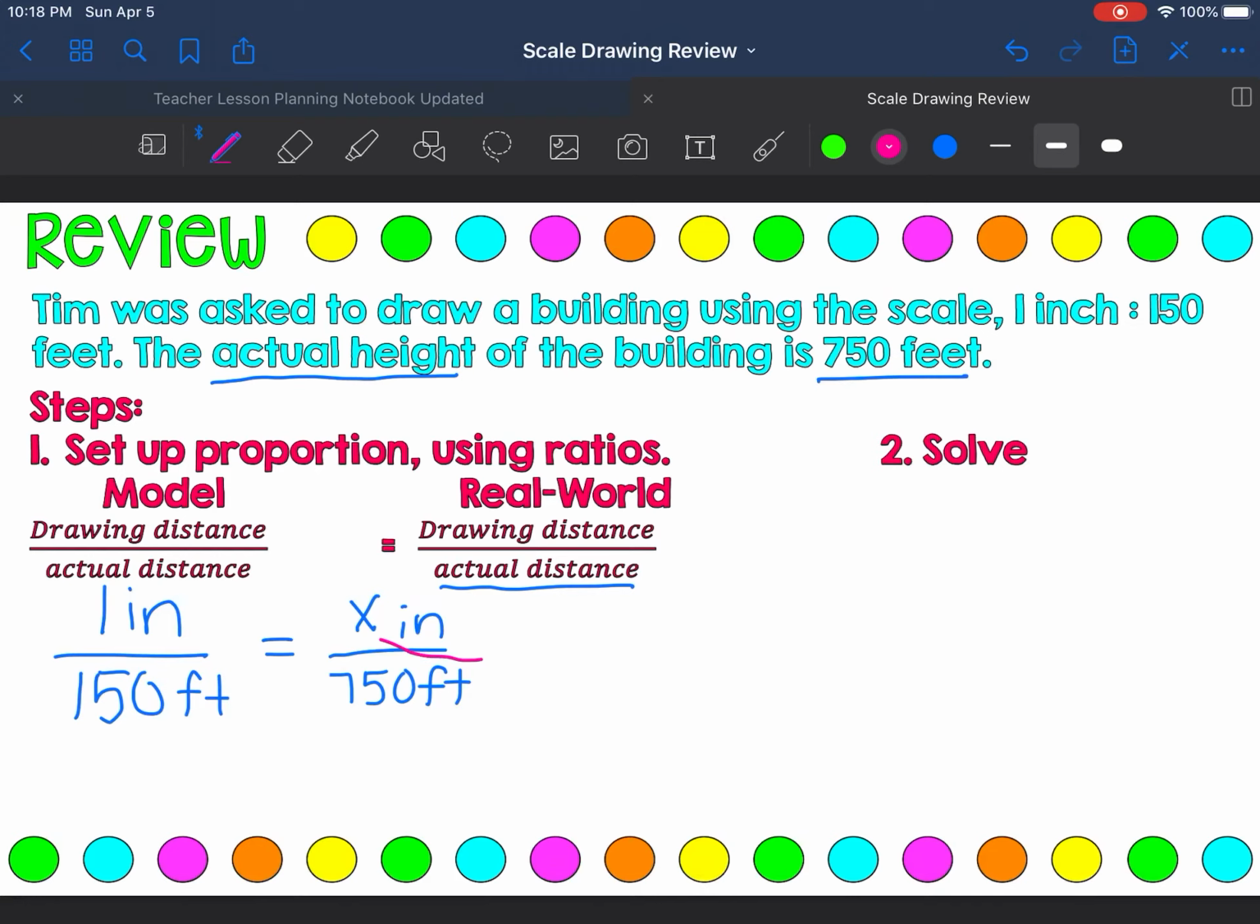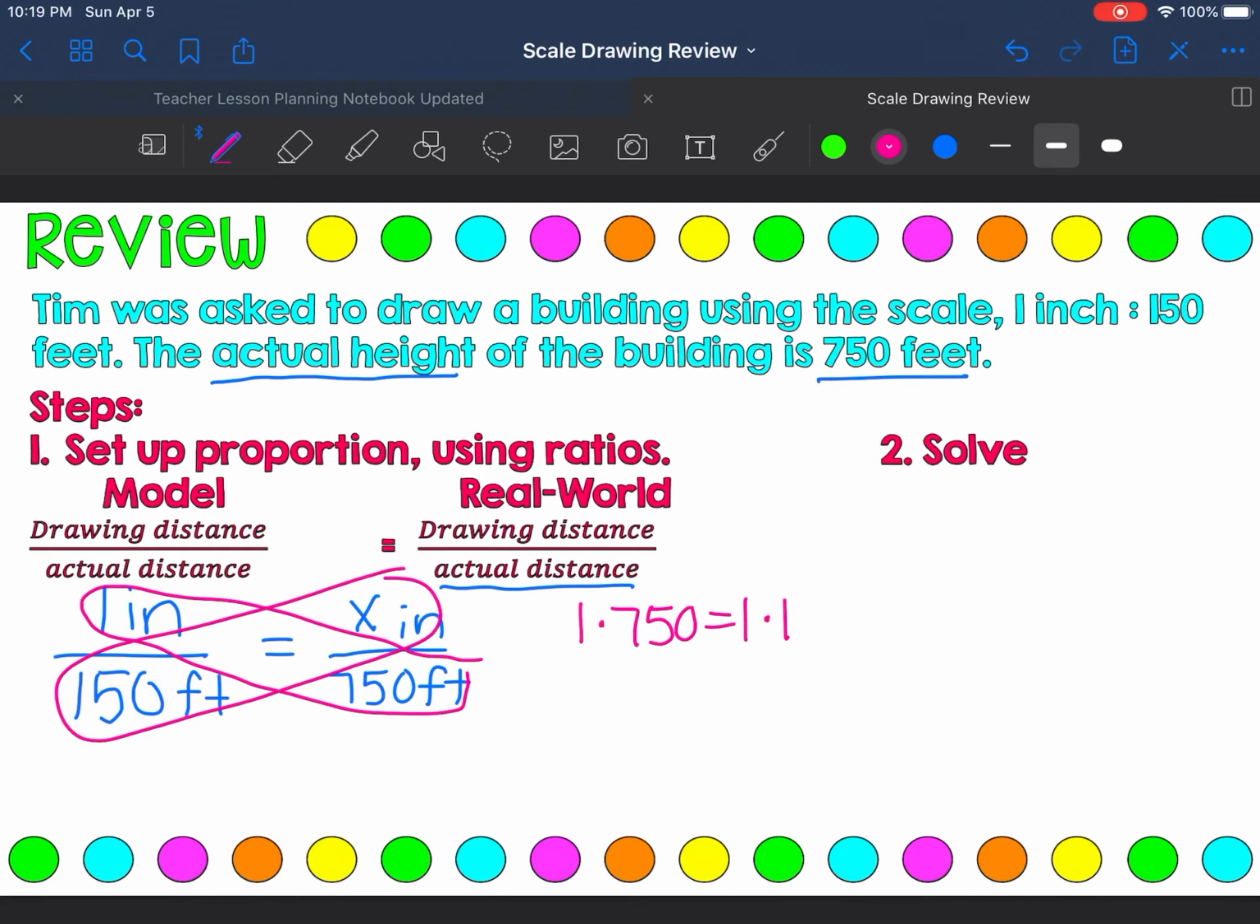So now I'm going to cross multiply. When I cross multiply, that's 1 times 750 equals x times 150. So now I'm just going to multiply. Oh, I put 1, but that should be x. Sorry, guys.